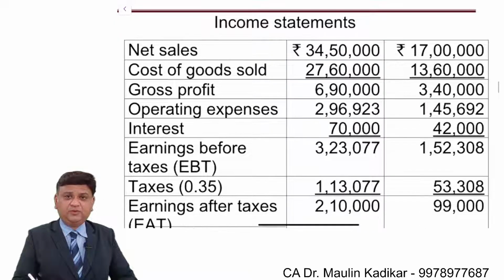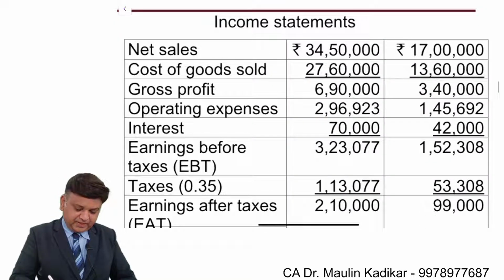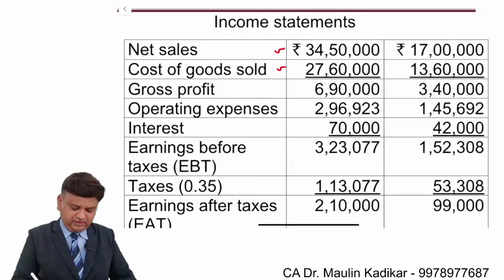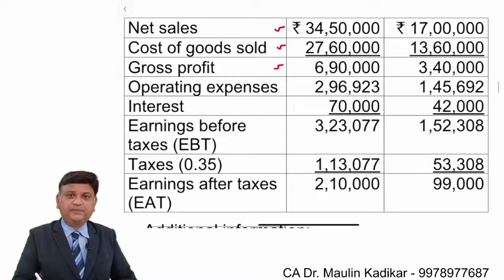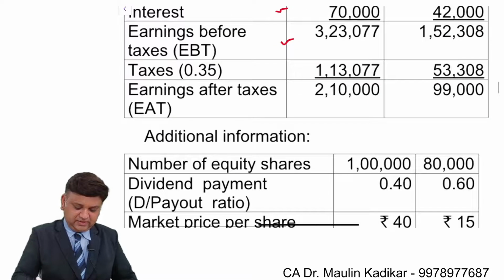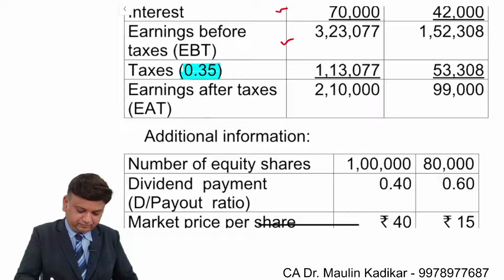The income statement is given to us, wherein sales is given, and COGS, cost of goods sold, is given. The difference of both of them is gross profit. Operating expenses and interest are given, so it is earning before taxes. Minus tax at the rate of 35% is earning after taxes.